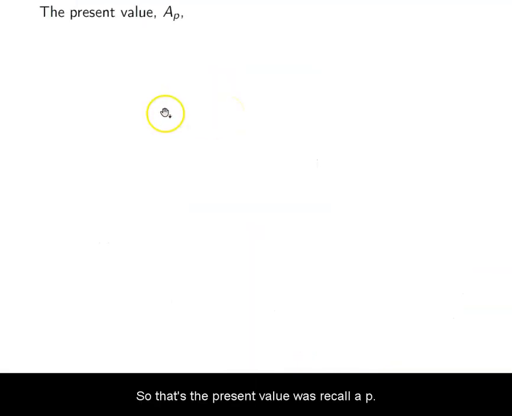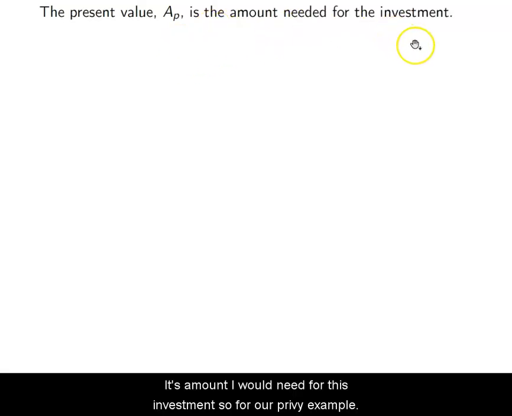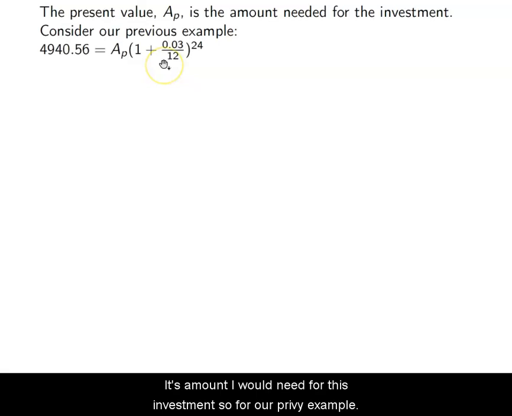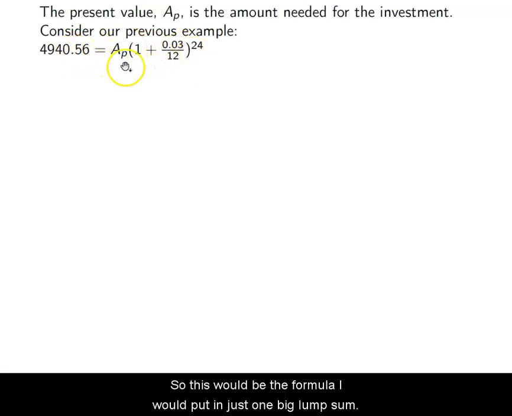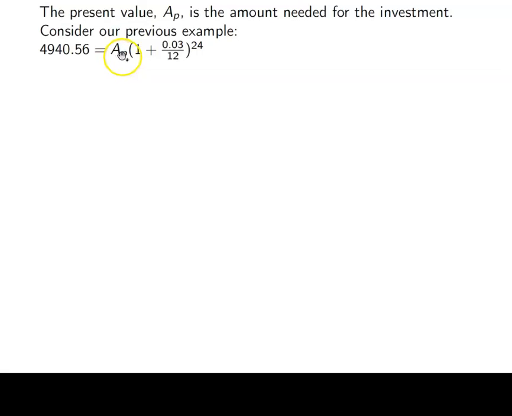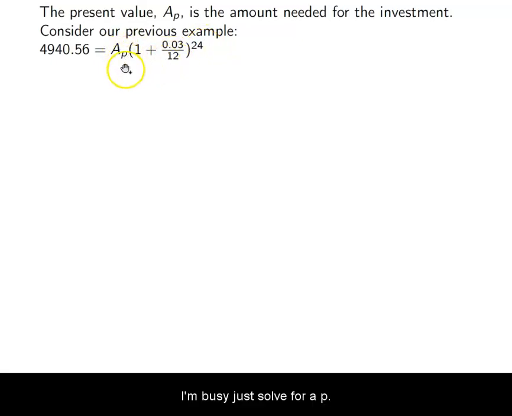Okay, so that's the present value, which we call AP. It's the amount I would need for this investment. So for our previous example, this was the amount that I had, AF, after my 2 years. So this would be the formula. I would put in just one big lump sum. I would get 3% divided by 12 for 24 months. This would be the formula I would need, and I basically just solve for AP.